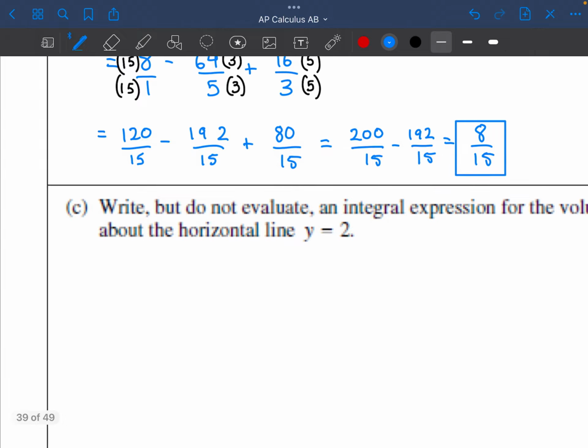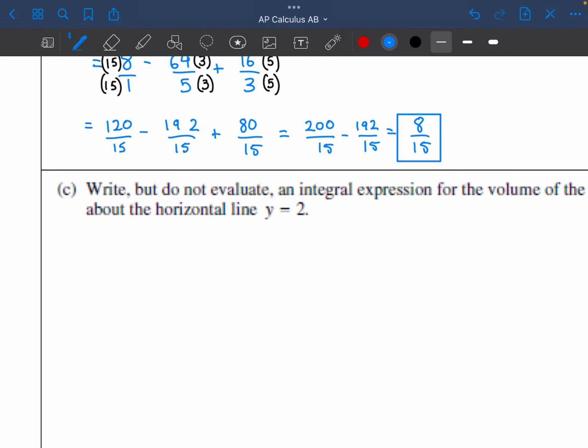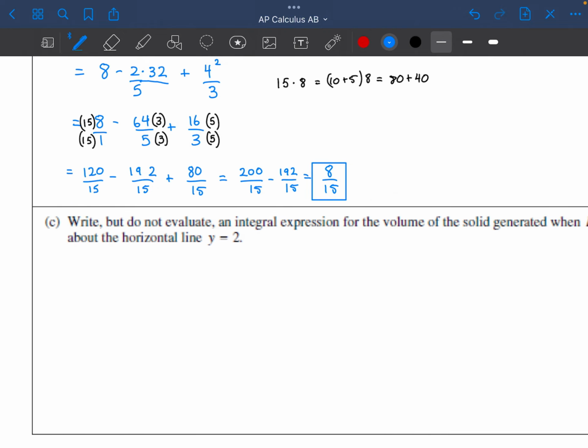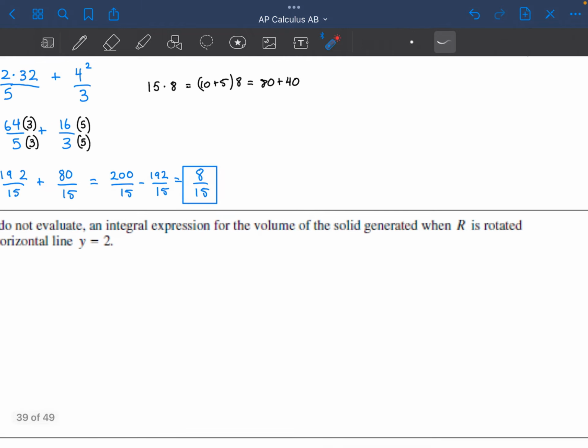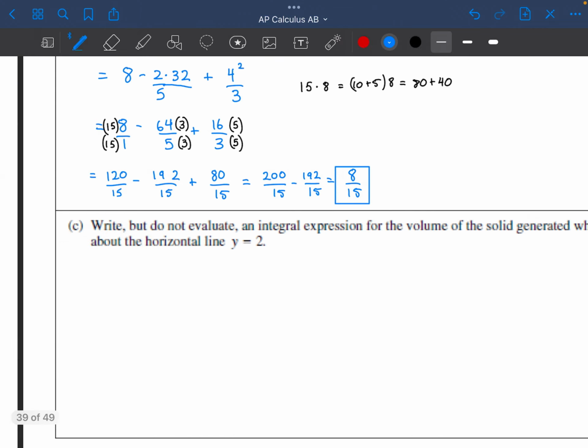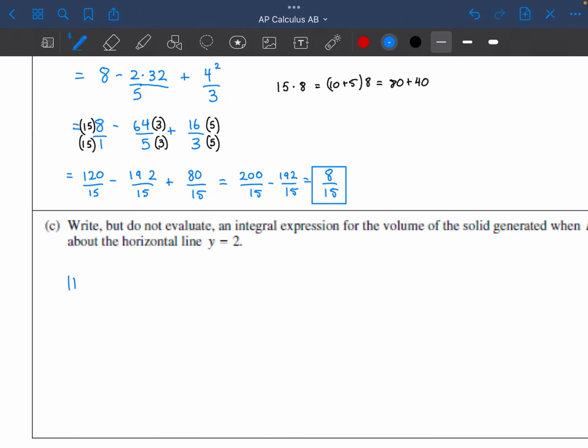Excellent. All right. I know I'm taking way too long to go through these, but I like to be thorough where I can if I have time. Okay, so this one we have to write, but we're not evaluating. I love the words do not evaluate. So we have the word rotate. Every single time I see the word rotate or revolve, I immediately write out a pi because I so often forget my pi. So we have a pi, and then we have this horizontal line y equals 2.